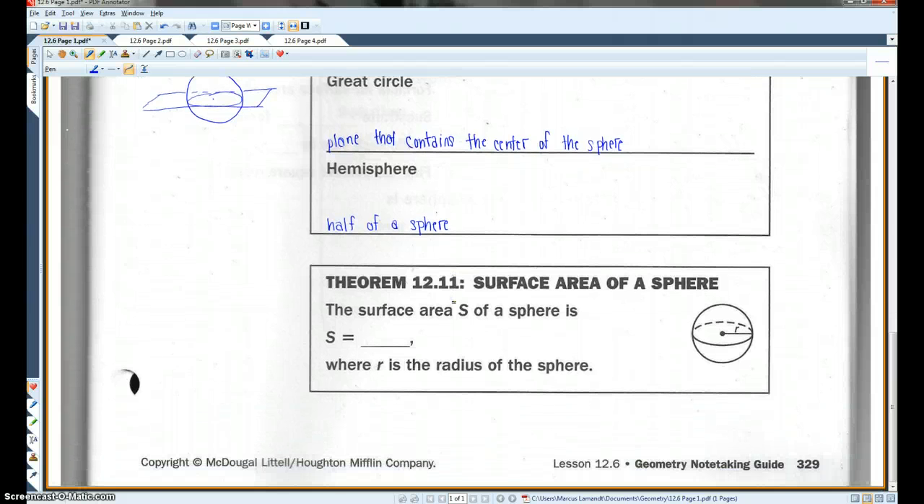Theorem 12.11, the surface area of a sphere. The surface area S of a sphere is 4 pi r squared, where r is the radius of the sphere. Alright, let's go on to page 2.